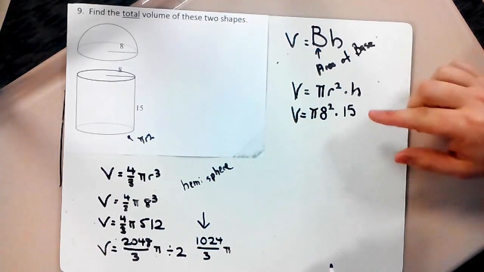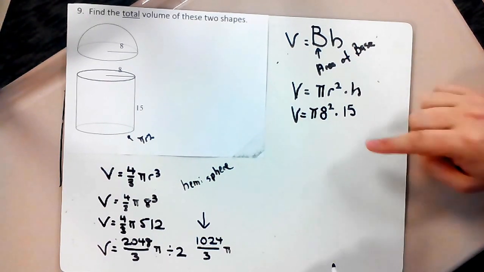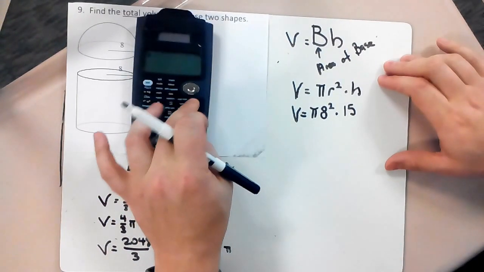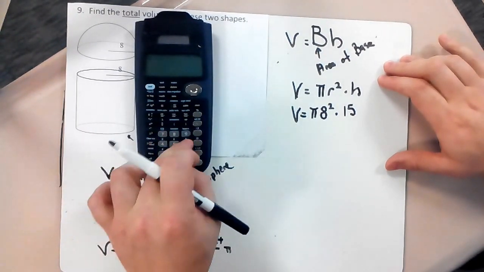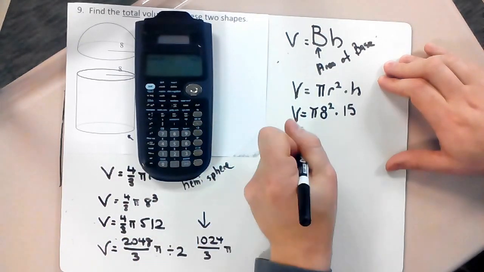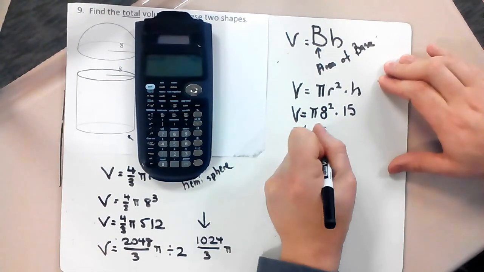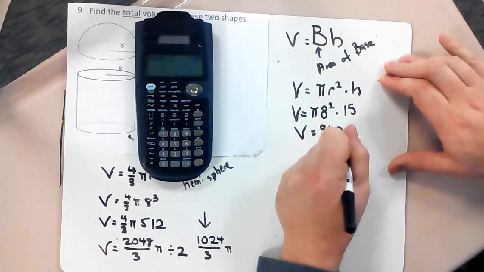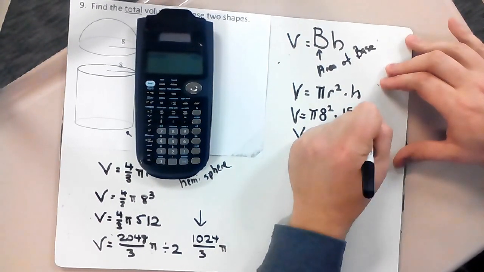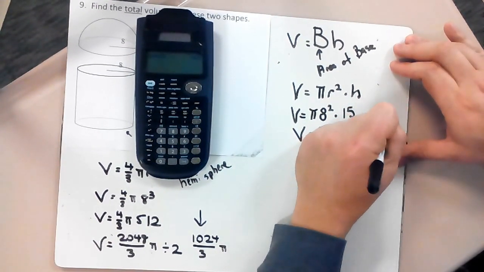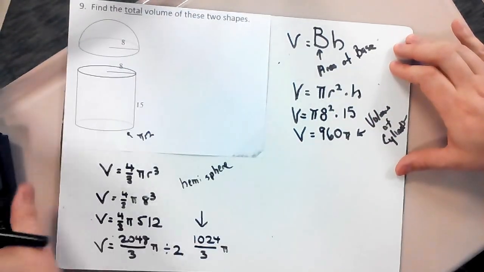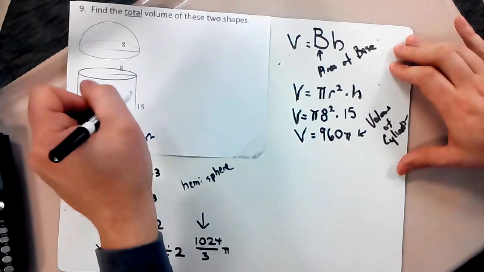And just like we've talked about in the circles unit, I don't need to worry about pi. He can just come along for the ride. I'm going to say 8 squared, which is 64, times 15. I'm going to get 960. So the volume of this cylinder is 960 pi. This is the volume of the cylinder. Now, we want to know the total of both of these together.